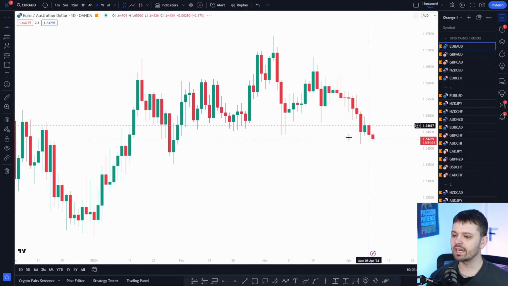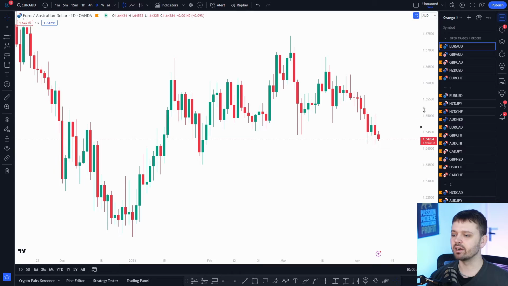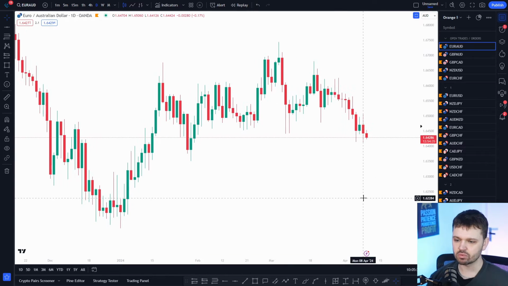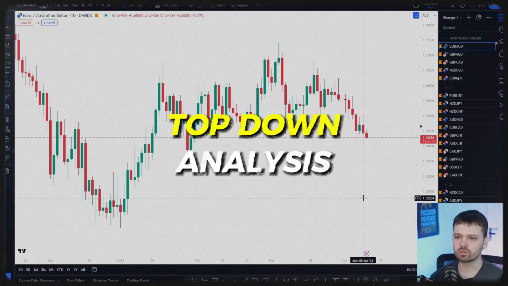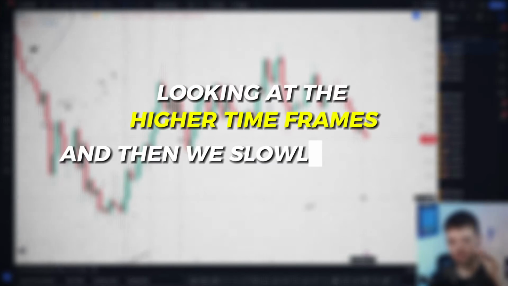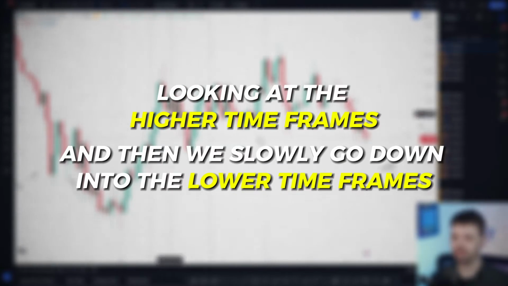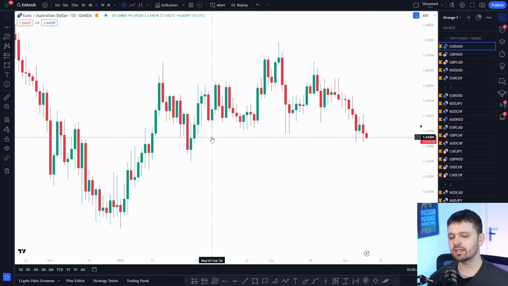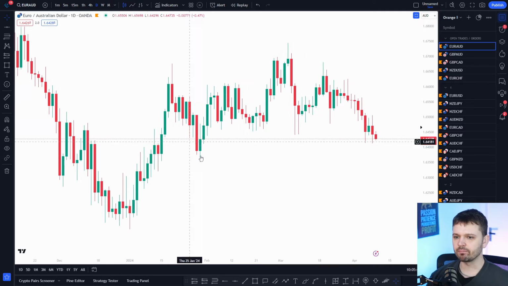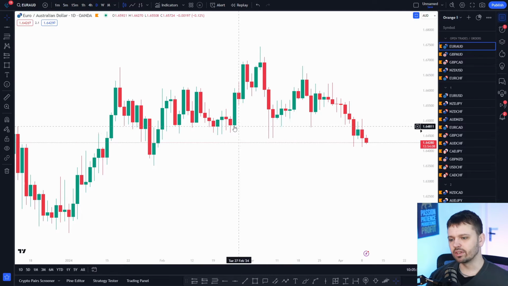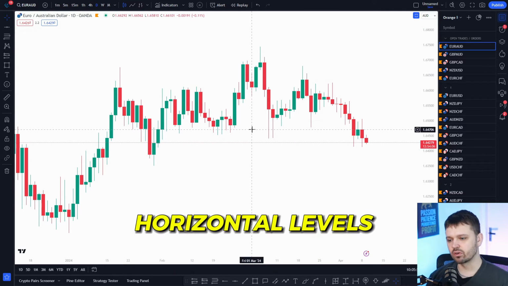So let's begin by looking at Euro AUD here. We're going to be using the top-down analysis, which means we begin by looking at the higher time frames and then we slowly go down into the lower time frames. The idea is to find high time frame levels that price respects. And when price hits these high time frame levels, that's when we go into lower time frames to try to find an entry.